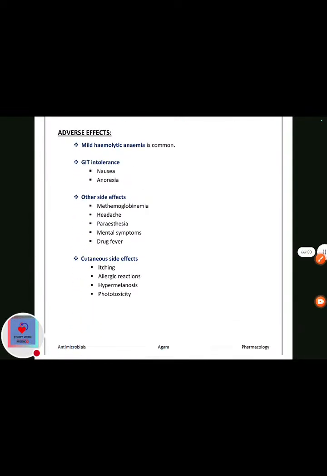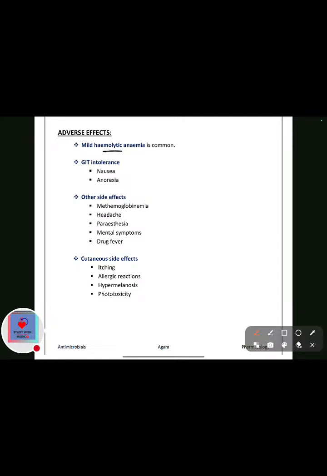Adverse effects: mild hemolytic anemia, that is RBC breakdown; GIT effects, nausea, anorexia. Other side effects are methemoglobinemia, headache, paresthesia, mental symptoms, and drug fever. Because of the drug they can get a fever. Talking about cutaneous side effects, they have itching, allergic reactions, hypermelanosis, and phototoxicity.